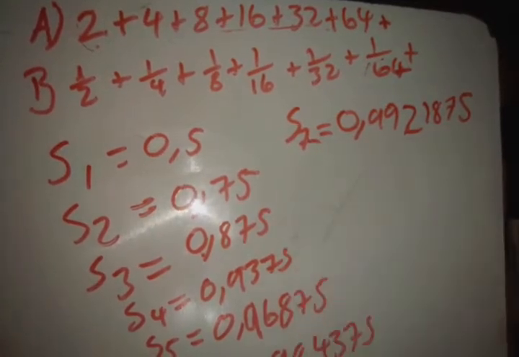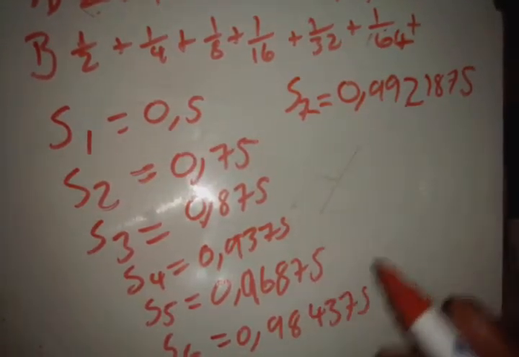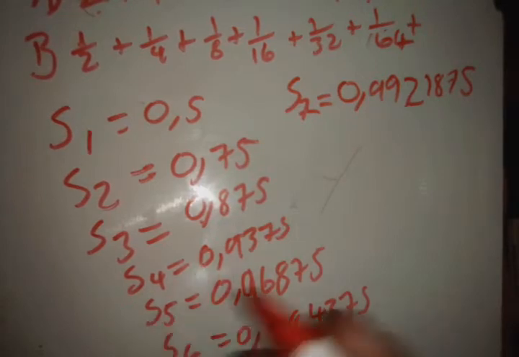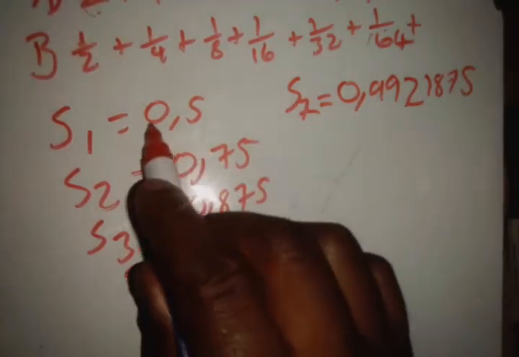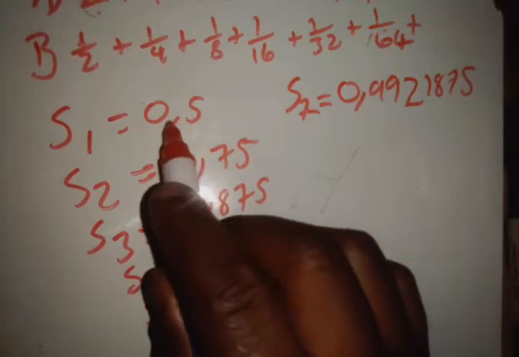So if you look at the pattern here, notice it never even went beyond 1. What's going on here? It's 0 point this, 0 point this. So if you look at it, it's 0.5. So the first decimal place starts increasing.